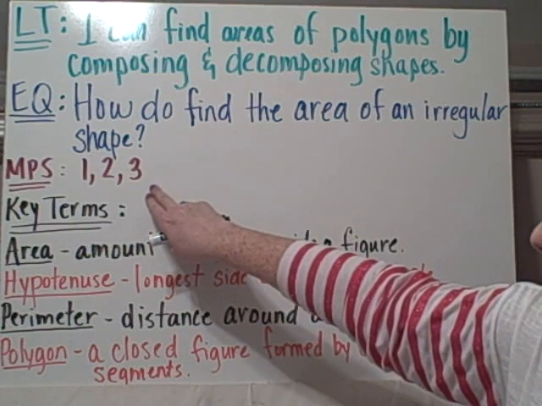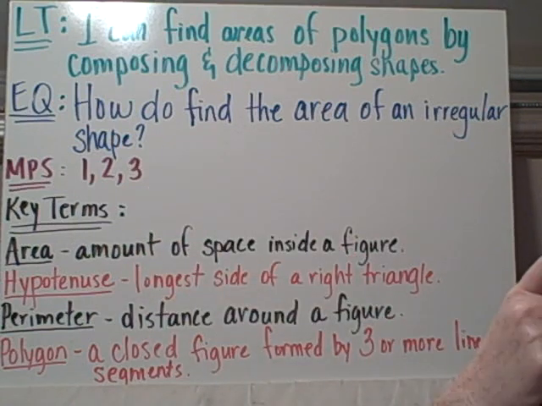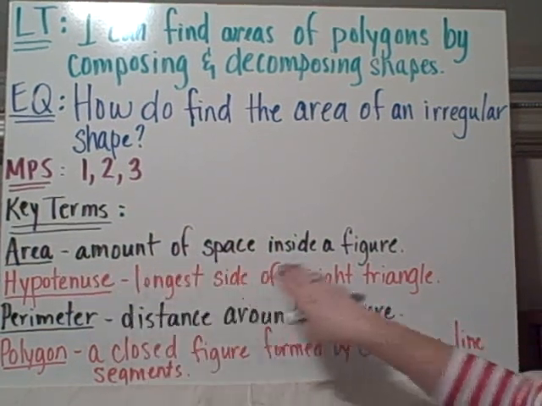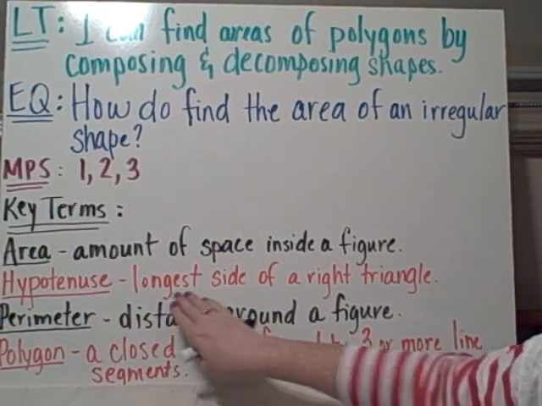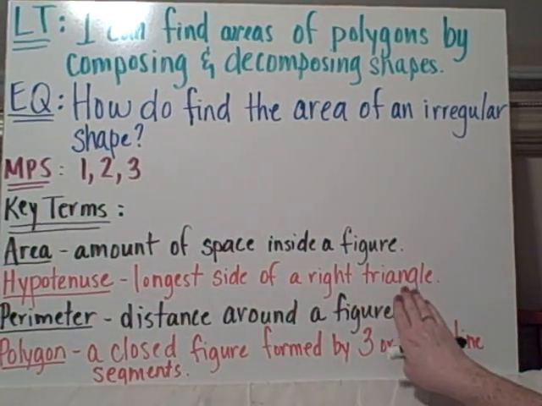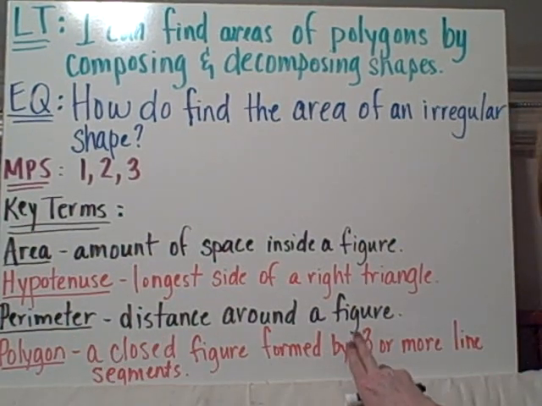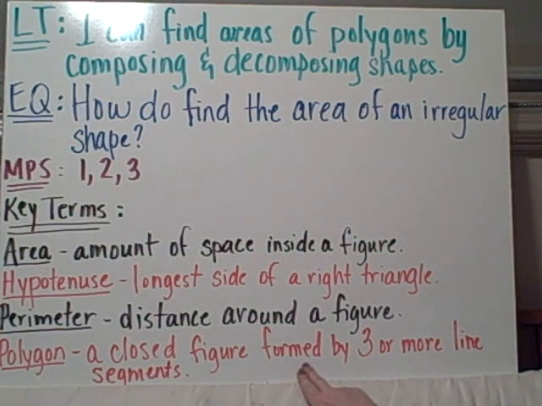Our math practice standards in this video are 1, 2, and 3. And we have several key terms. If you'll look below, area, which is the amount of space inside a figure. Hypotenuse is the longest side of a right triangle. Perimeter is the distance around a figure. And polygon is a closed figure formed by 3 or more line segments.